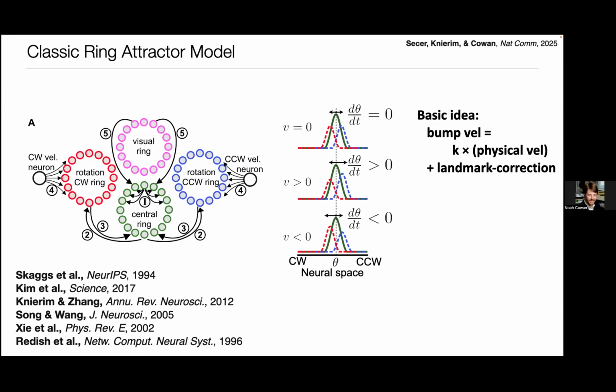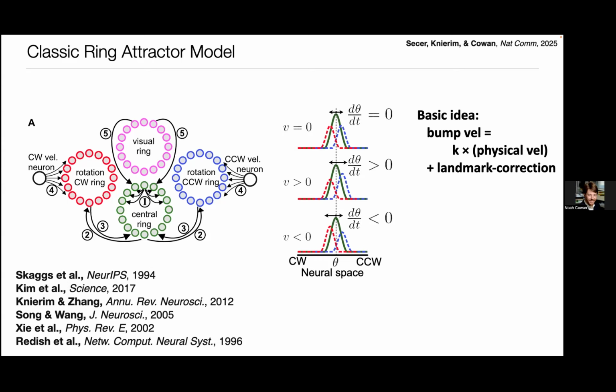So what is this ring attractor idea? For those that aren't familiar with this field, the idea is that you have this central ring, and there's a bump of activity that emerges on that central ring due to a local excitation and global inhibition pattern of the connectivity of that ring. And so this bump emerges, and that bump represents the internal representation of the animal's position on this ring attractor network. And then what happens is when the animal begins to walk around in circles, something biases that bump and causes it to shift along the ring.